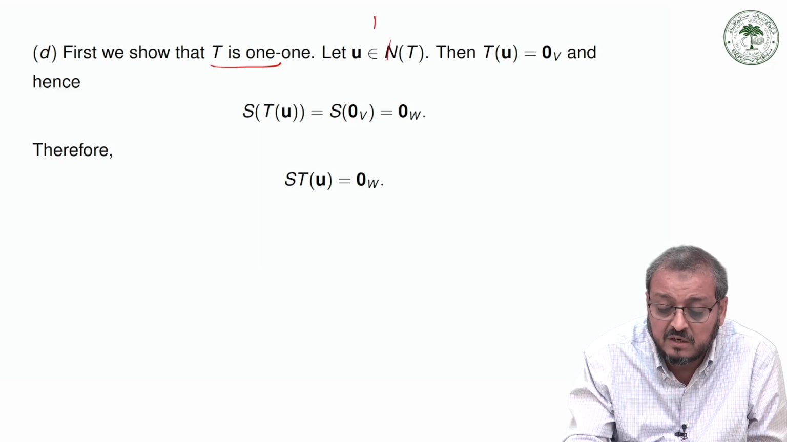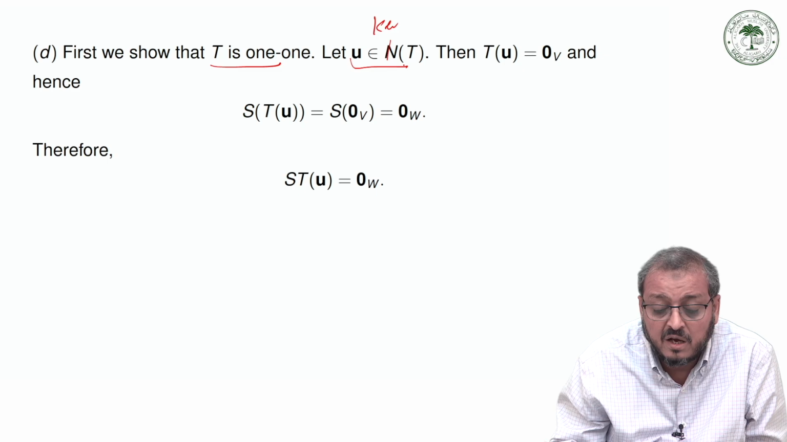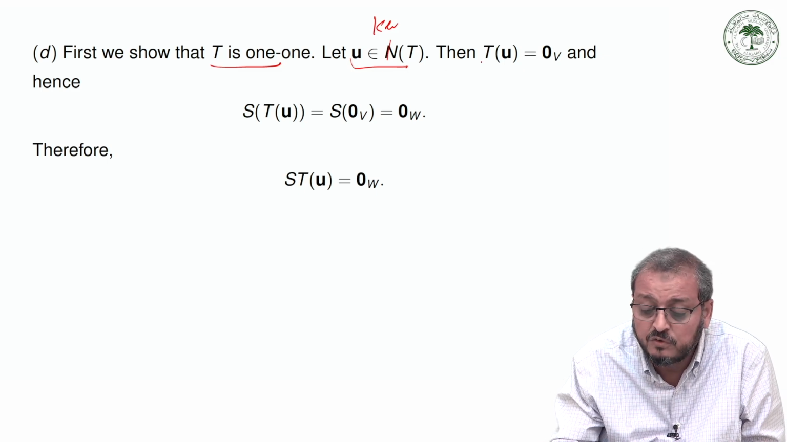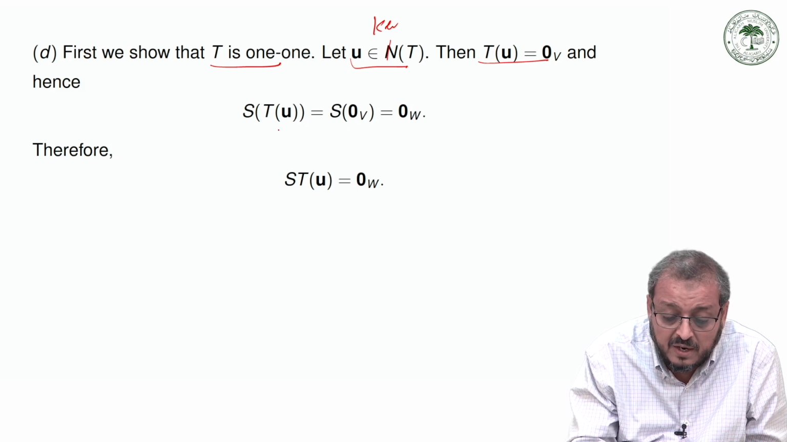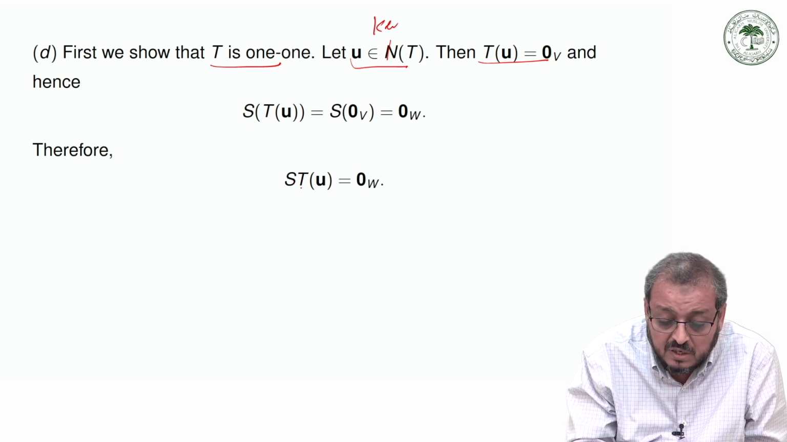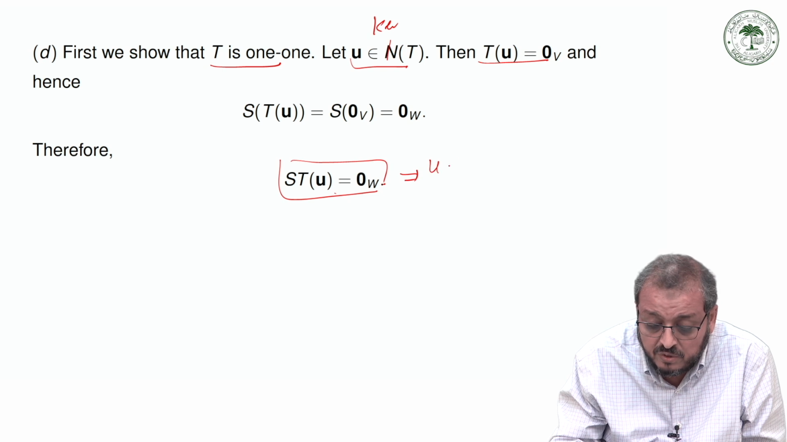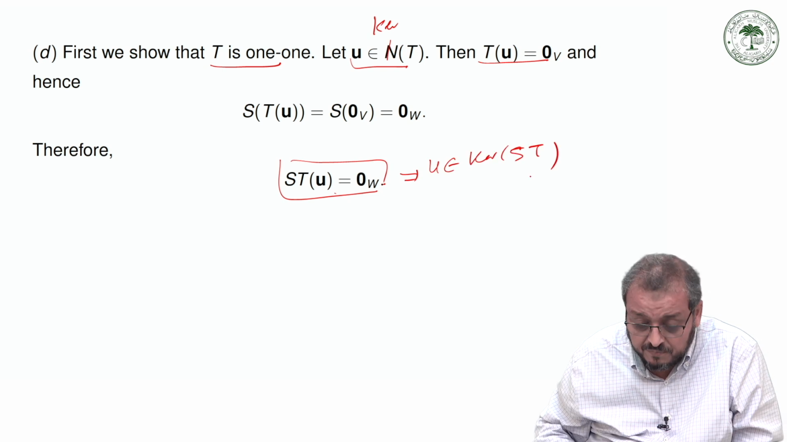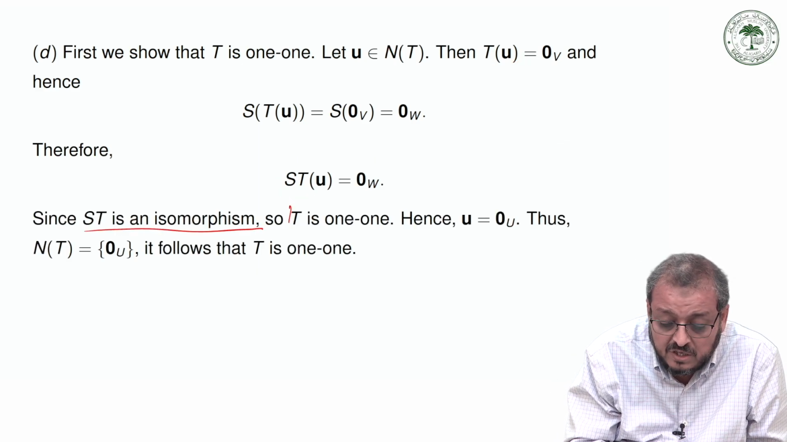So let this be the kernel of T. If u belongs to the kernel of T, then we can say that T of u is equal to 0. And then S composition T of u is equal to 0, and then we can say that S of T of u is equal to 0 of W. This implies that u is an element of the kernel of ST. Now we can say that ST is an isomorphism. So T is 1-1.